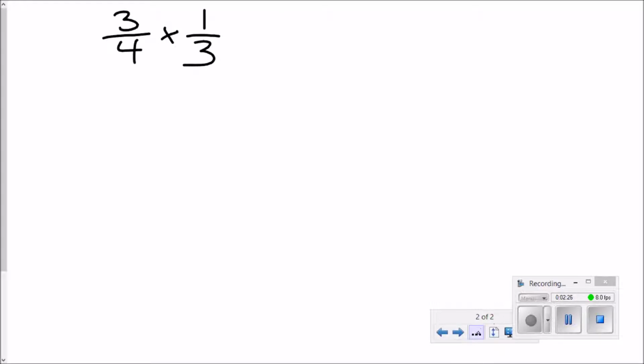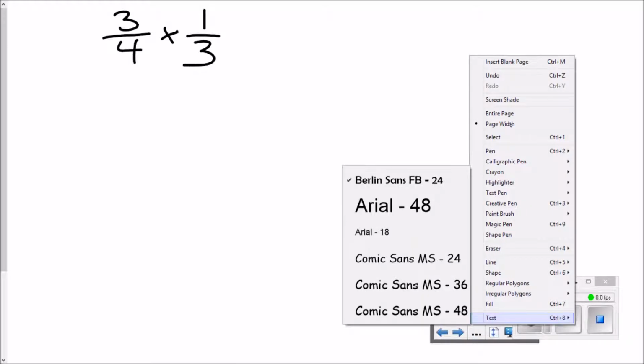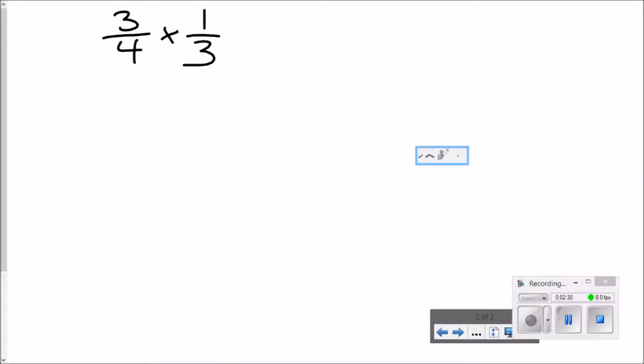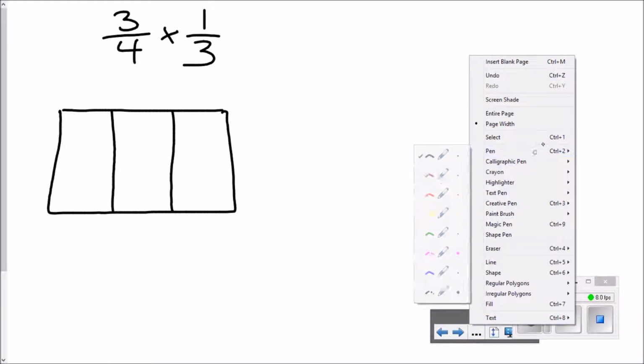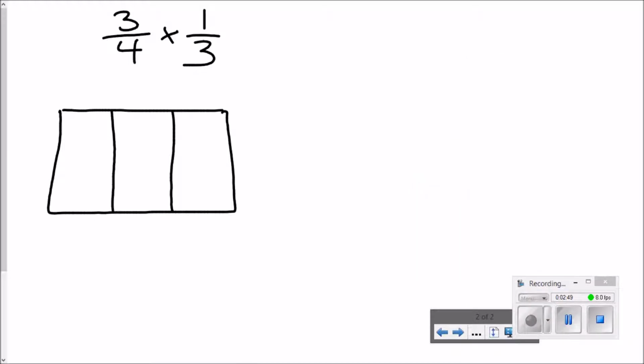All right, so this time we're going to take 3/4 of 1/3. So the first thing I'm going to do is draw a rectangle, and I'm going to cut it up into thirds, and I am going to shade one of those thirds. Use red.